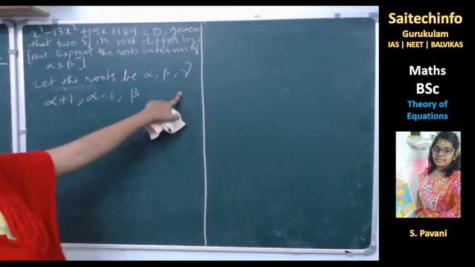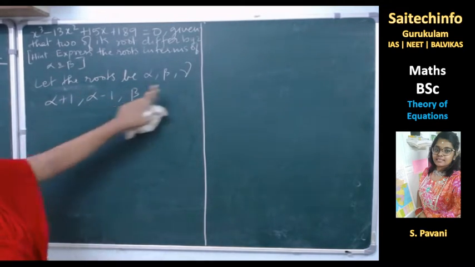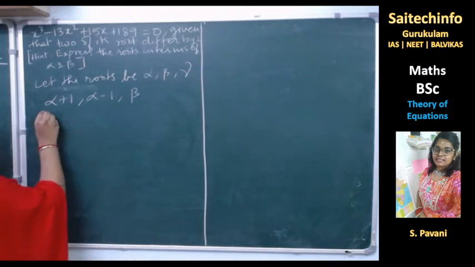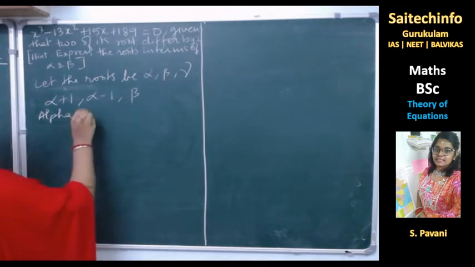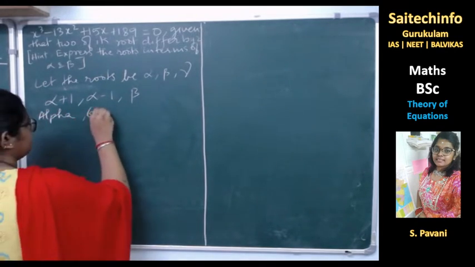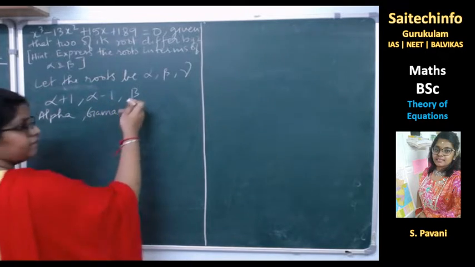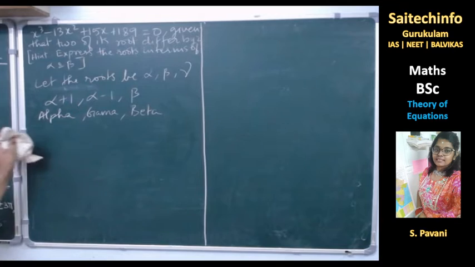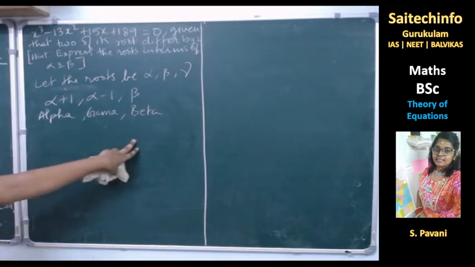We will eliminate gamma here, that is, we are expressing gamma in terms of alpha minus 1. So alpha is alpha plus 1, gamma is alpha minus 1, and beta is expressed as beta only. These are the 3 roots to be taken in this sum.